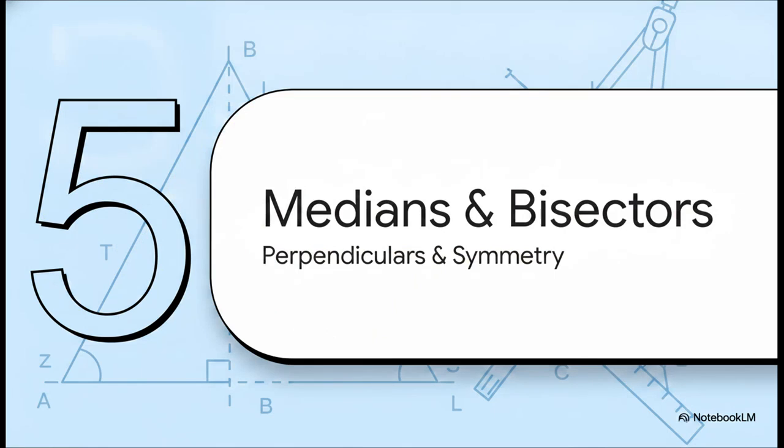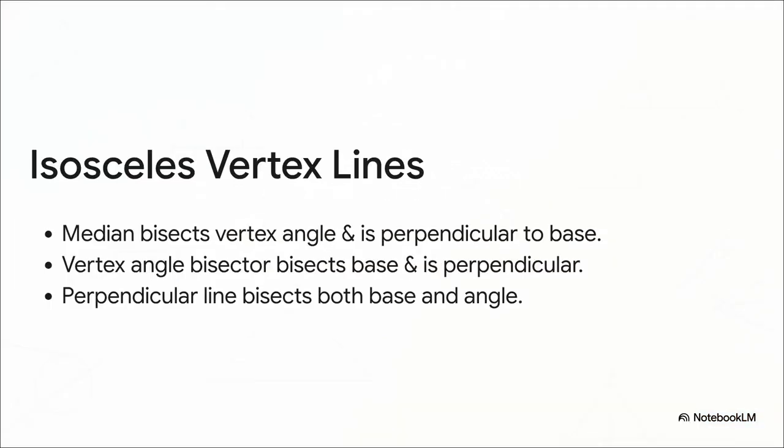Okay, we are in the home stretch. Section 5, medians, bisectors, and perpendiculars. Let's bring this all together. Consider this your ultimate geometry cheat sheet. When you draw a line straight down from the top vertex of an isosceles triangle, 3 magical things can happen. 1, it can act as a median, cutting the base in half. 2, it can act as a bisector, cutting the top angle in half. Or 3, it can be a perpendicular line, hitting the base at exactly 90 degrees.